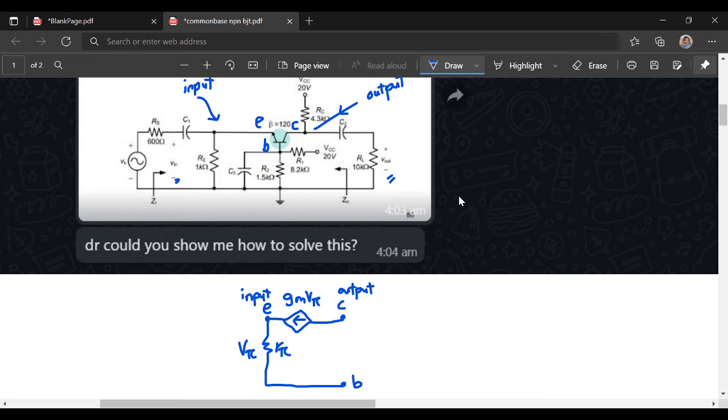This is the NPN type, because the base is positive and the emitter is negative. Then what you need to do is find the components connected to the input. At the emitter, we have RE to the ground, and then we have RS and VS.